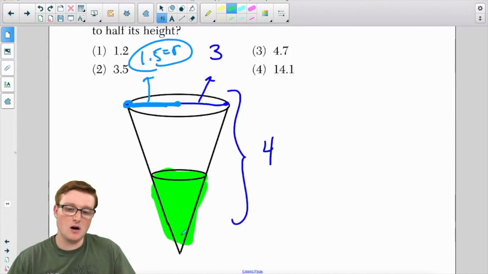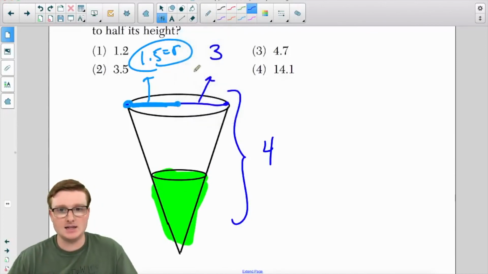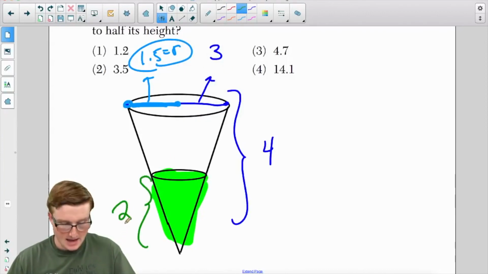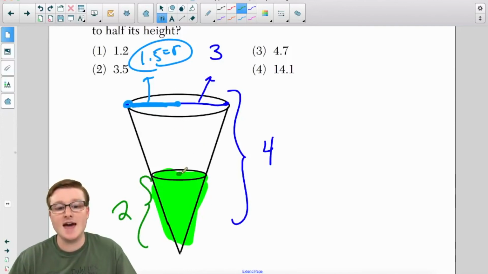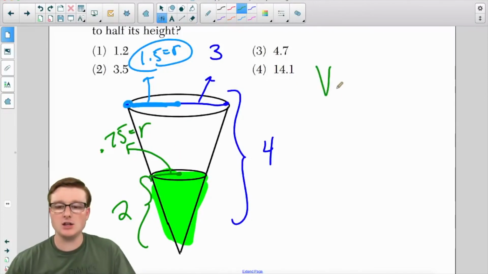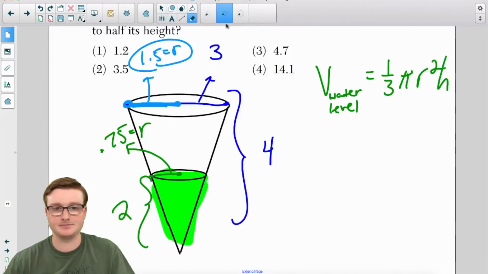So, the volume of that water level, we need to figure out, well, what's the height? The height is now 2 because it's filled to half of its height, and the radius is half of 1.5. I'm sorry, the radius is 0.75. That's the length of the radius of the smaller cone. So the volume of the water level, or the smaller cone, however you want to think about it, is 1/3 pi r squared times the height.